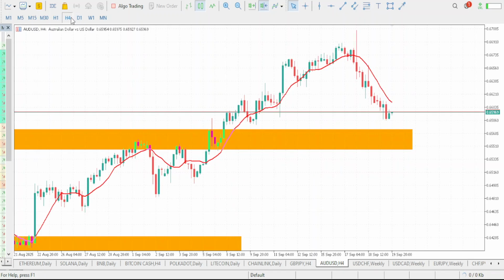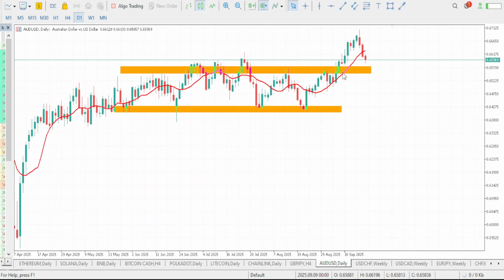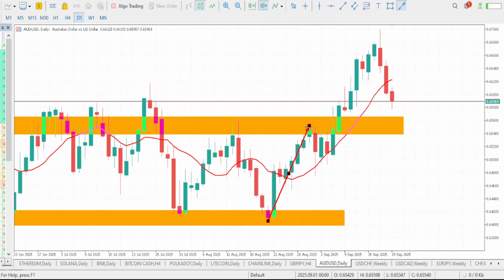So we would have to go to the daily time frame. Now this is it, daily time frame. Because the market has eventually come to tap this level, giving us a pullback.